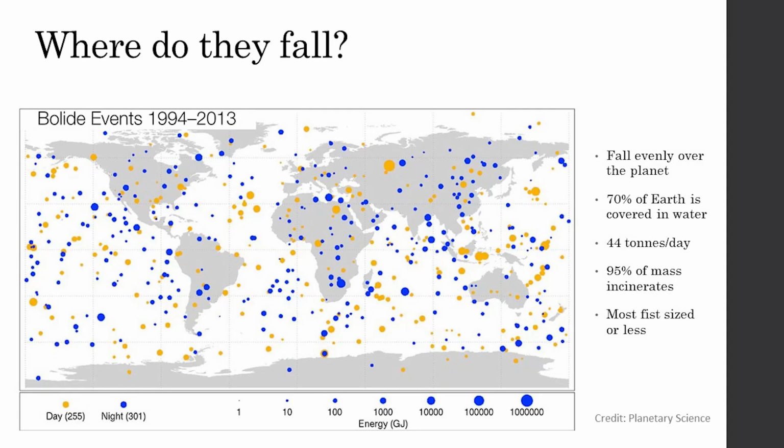So where do meteorites fall? They fall evenly all over the planet. This is a map of bolide events from 1994 to 2013. They're pretty much evenly distributed all over the planet. But because Earth is 70% covered in water, we estimate that about 70% of all meteorites land in water.